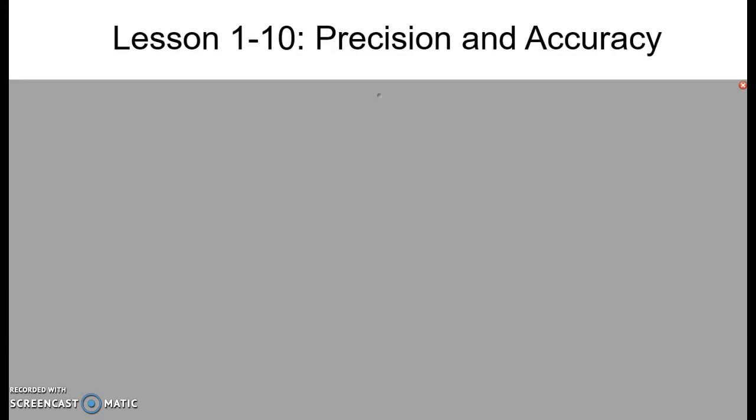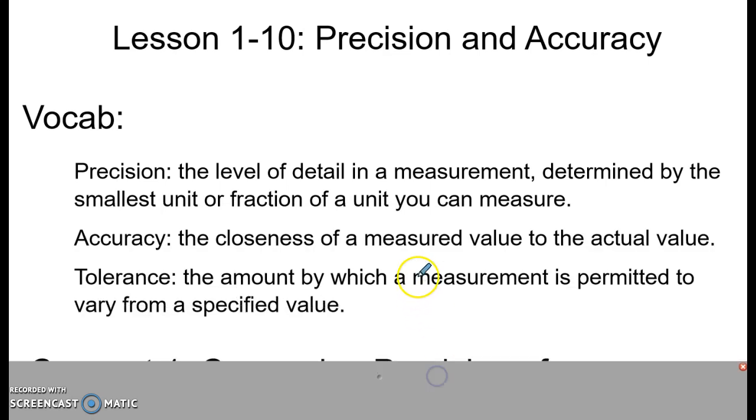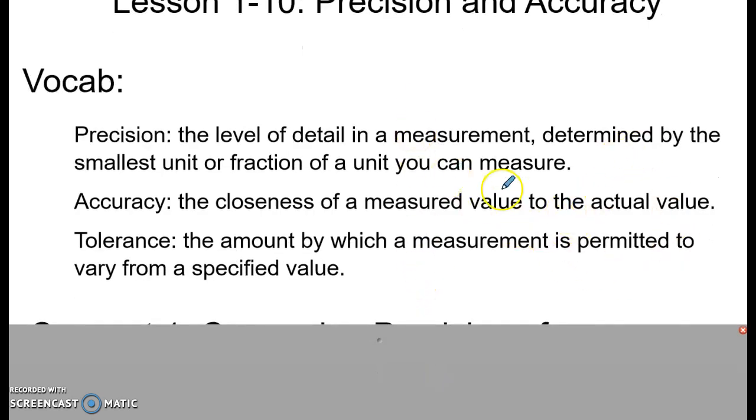Lesson 110, Precision and Accuracy. The vocab for this lesson is probably the most difficult part about this lesson. Precision is the detail of a measurement, so it's how small of a unit you're using to measure something.